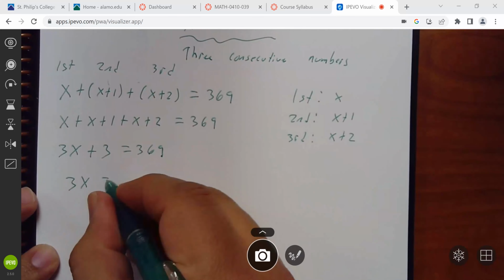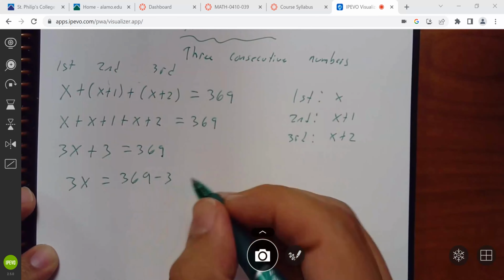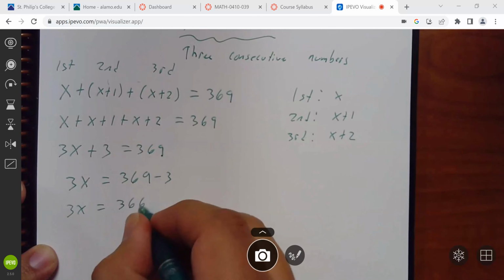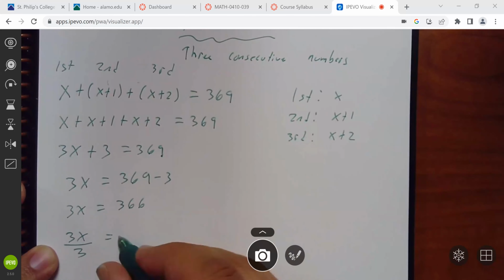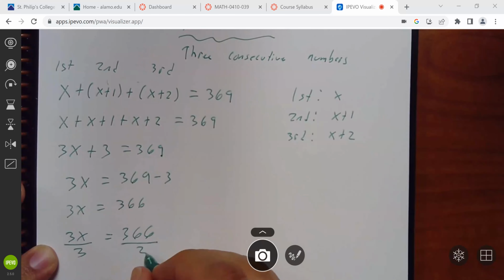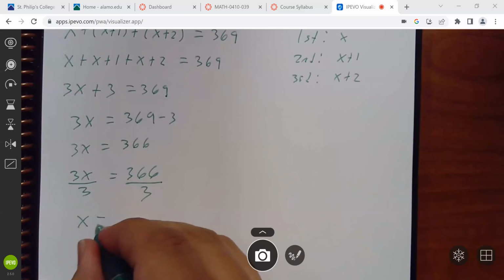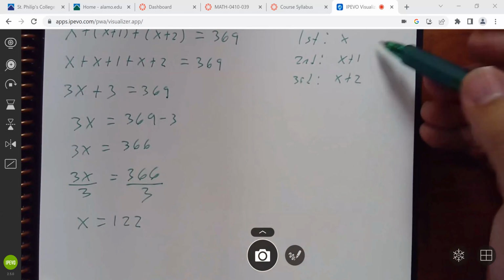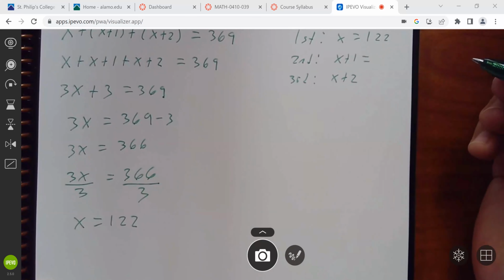Subtract 3. 366. Divide by 3. What is it? 122. Okay, so we found the first number. That's what x is. So what's the second? You have to be consecutive.